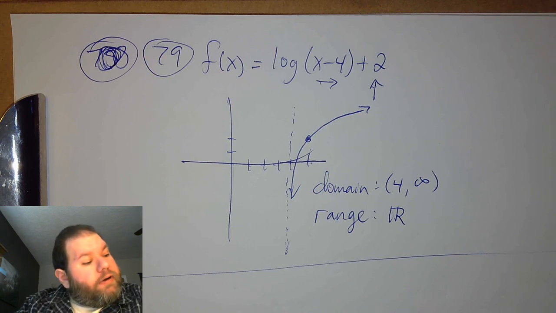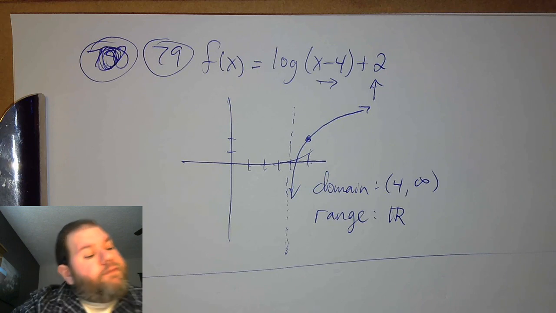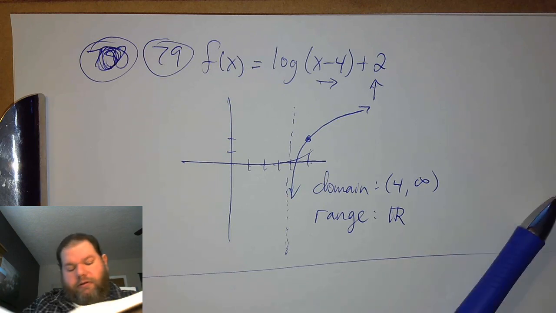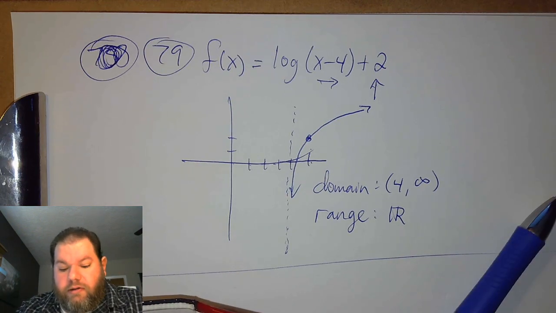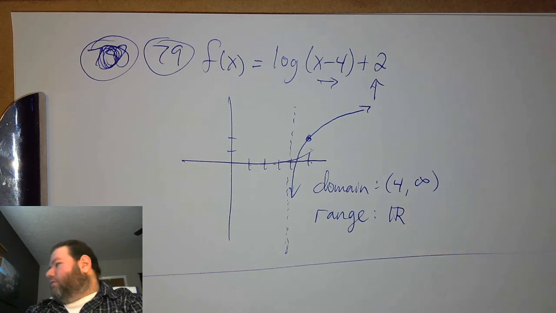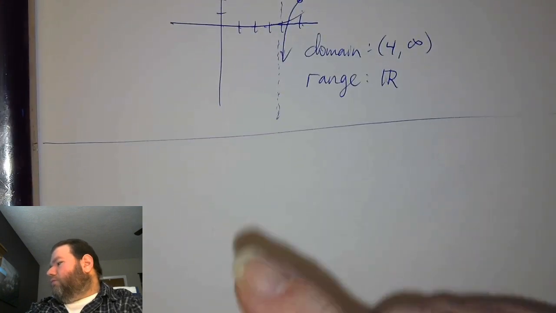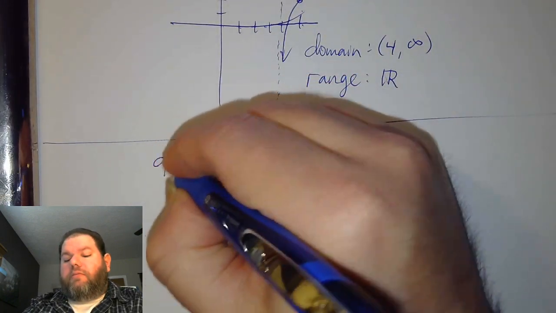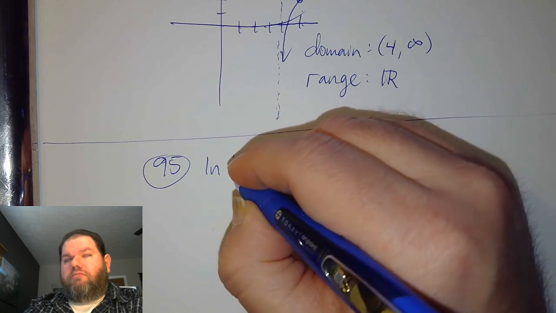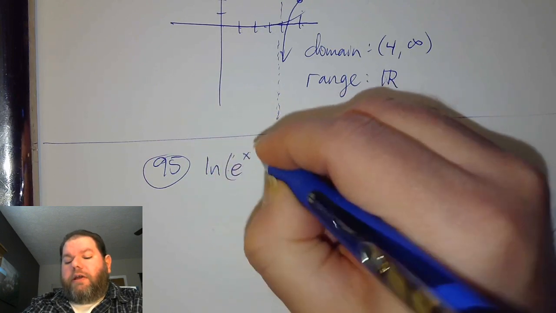95 was the next one. Natural log of e to the x equals 5.